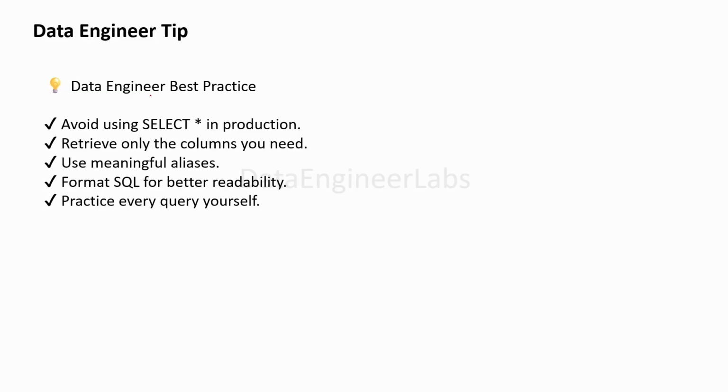Before we wrap up today's session, here are some data engineer best practices that I want you to remember. First, avoid using select star in the production environment. While it's great for learning and quick testing, in real projects, we should retrieve only the columns which we need. This improves performance and makes your queries more efficient. Secondly, always use meaningful aliases. A well-named result set is much easier to understand for both you and your teammates. Third, always format your SQL query properly. Clean and readable SQL is easier to debug, review, and maintain over time.